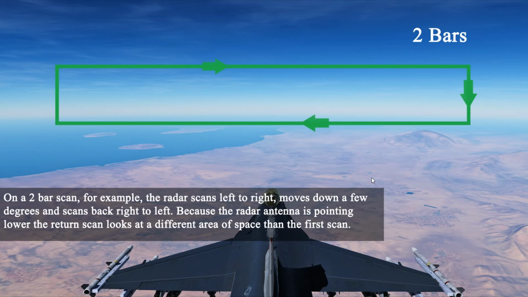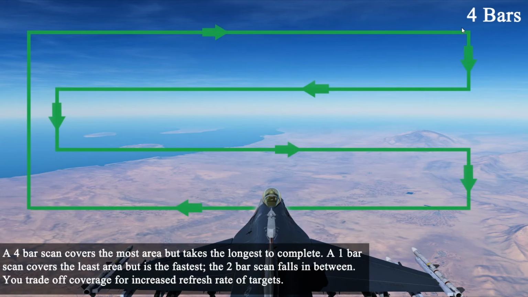Let's move on to 4 bars. And here we have the 4 bars. This is obviously the most complex scan available in the F-16. A 4 bar scan covers the most area but takes the longest to complete. A 1 bar scan covers the least area but is the fastest. The 2 bar scan falls in between. You trade off some coverage for increased refresh rate of targets.